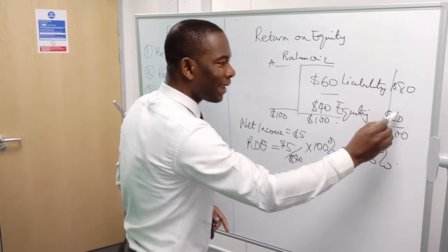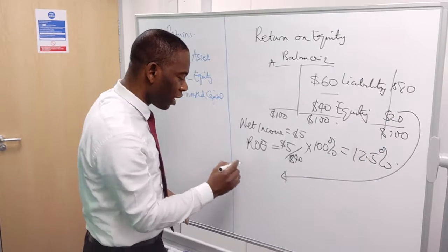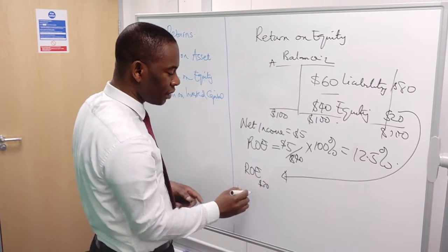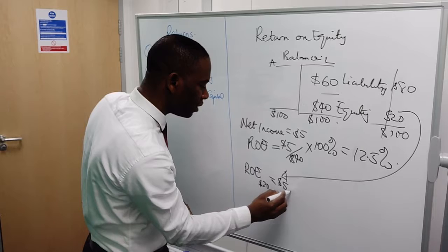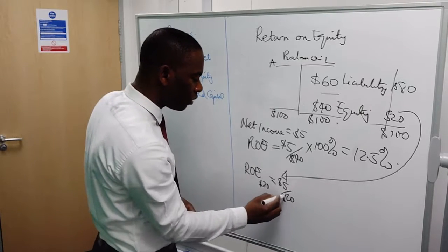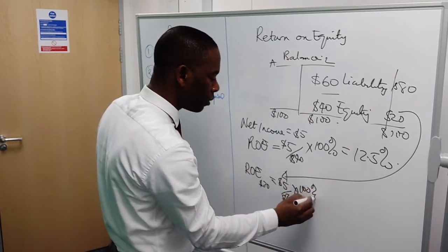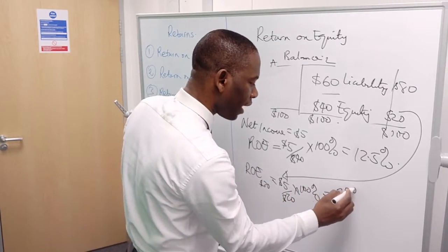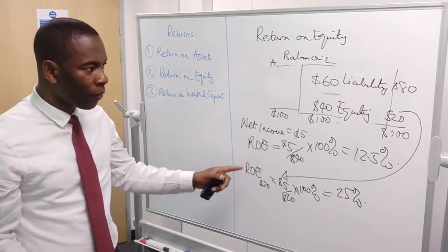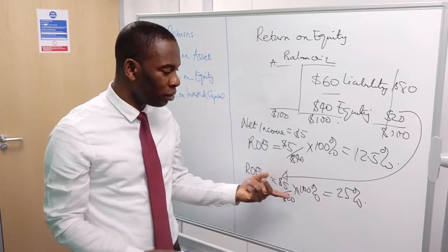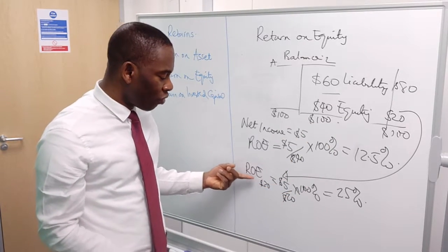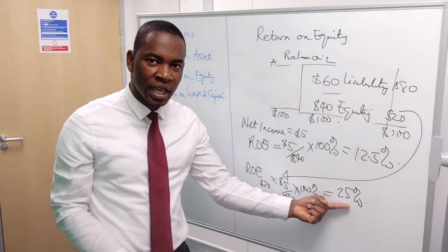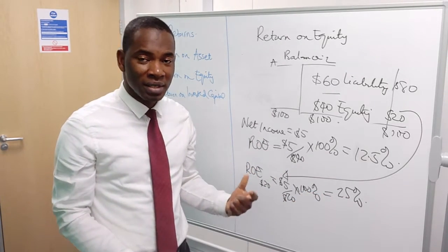If you now calculate return on equity for $20, you will have $5 divided by $20 times 100%, which gives you 25%. So by just a few alterations, your return on equity jumps to 25%. That doesn't necessarily mean the business is better.